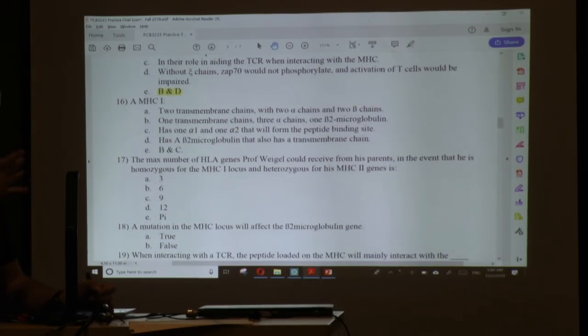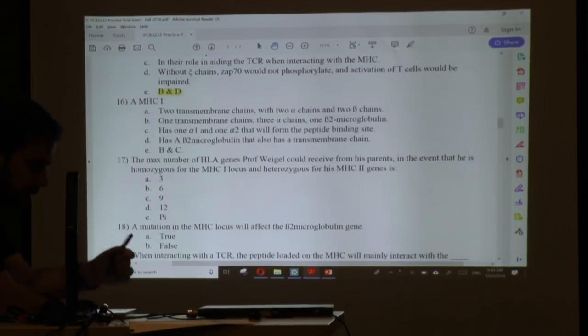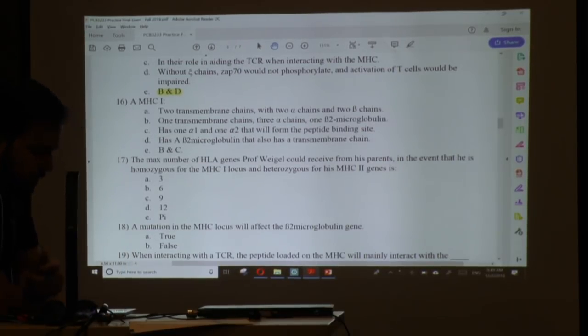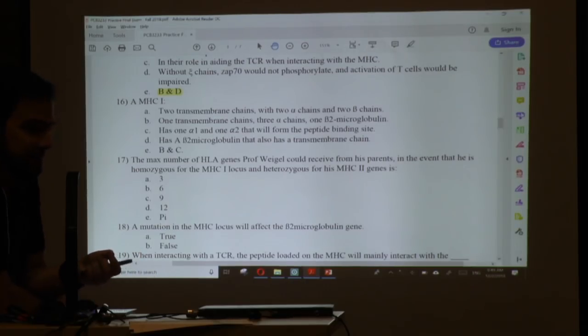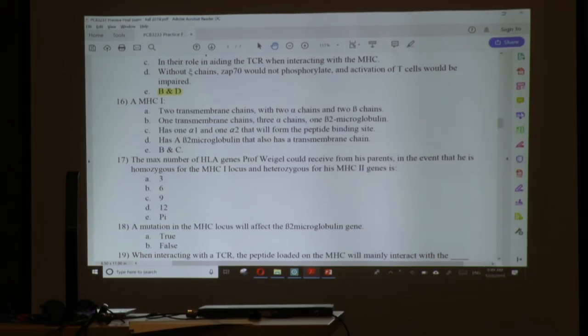So MHC1. Before we go over this, what kind of peptides will you load on MHC1? Intracellular or extracellular? Intracellular, right? So which type of cells in your body will be able to make MHC1? Anyone? What's that? All nucleated, yeah. CD4 falls under that category technically, right? So all nucleated cells will be able to make MHC1.